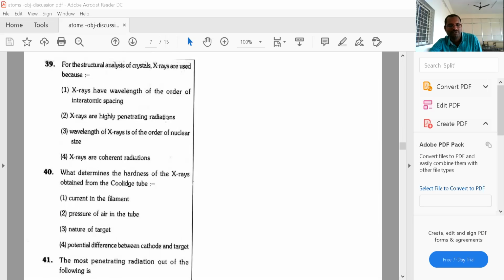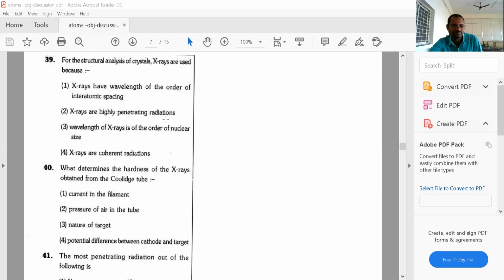Let us go for the 39th question. Again conceptual questions. For structural analysis of crystals, why are X-rays used? The main reason is that X-rays have a wavelength of the order of interatomic spacing. This is the reason.